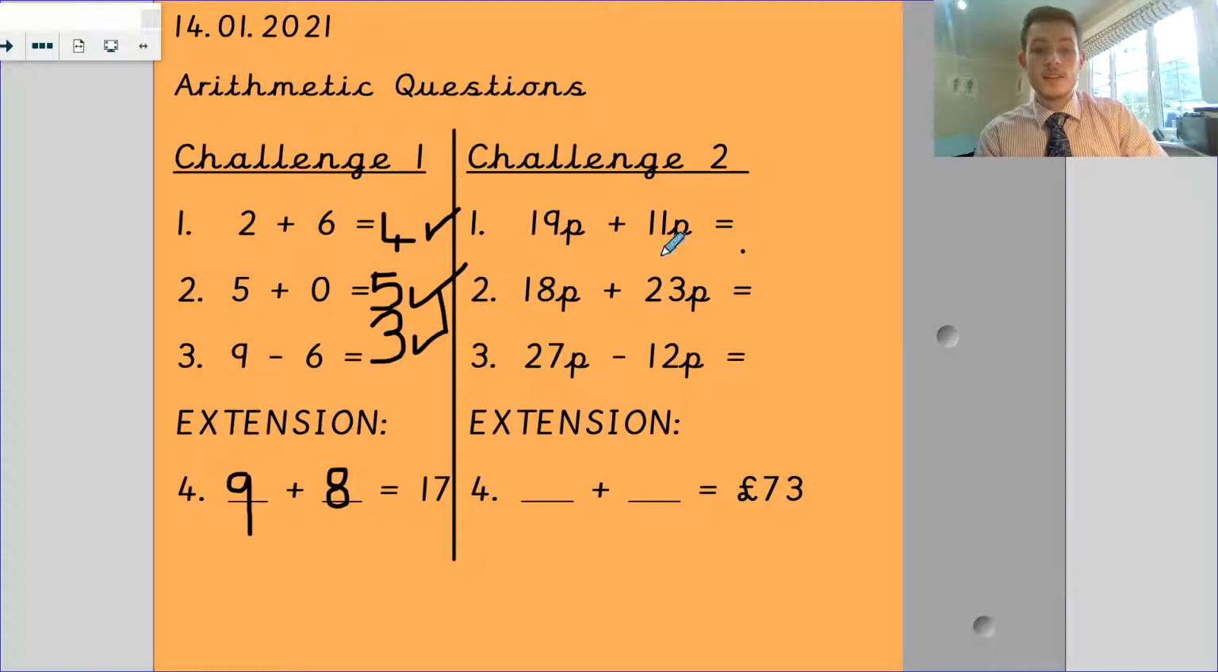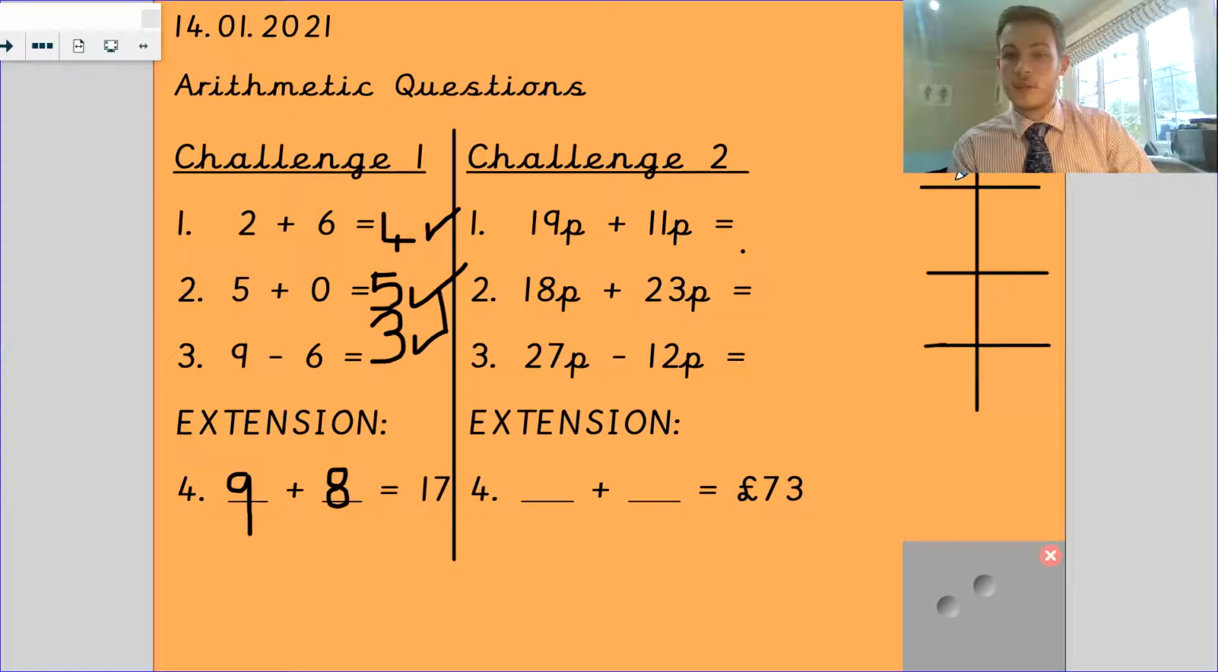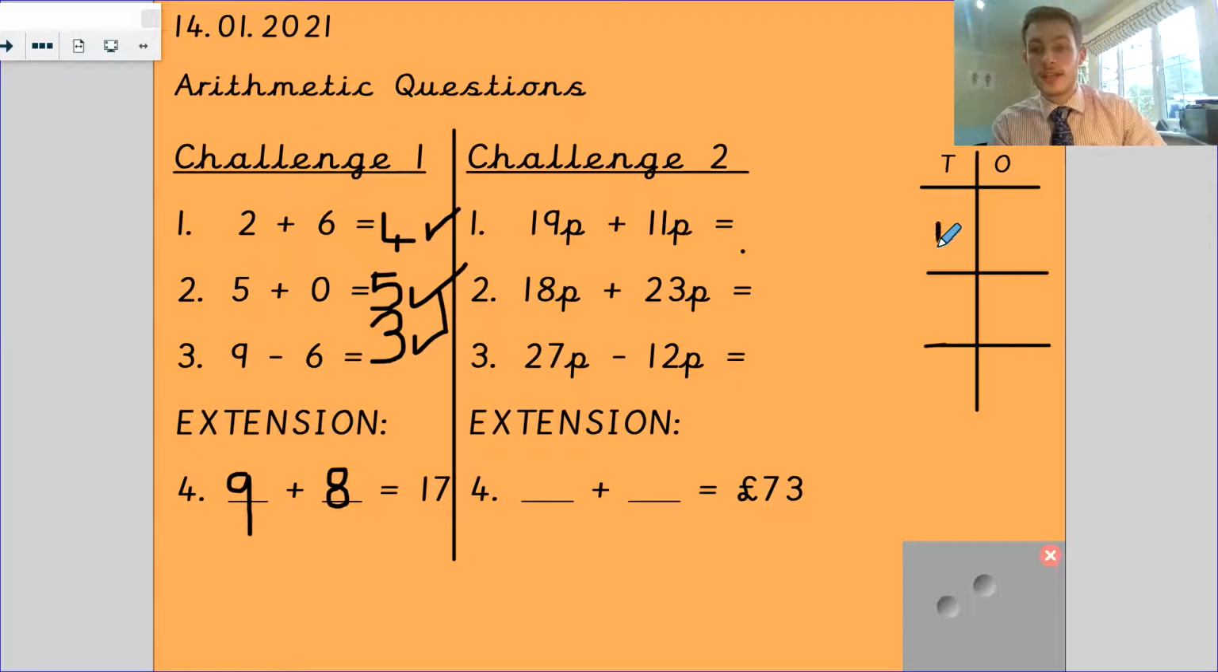So 19 add 11. Again, you could use your ruler for this. You could start on 19, you could add 11, or you could do the other option, which is if I just move this down and I move myself across. There we go. You could put your 19 in here. So 1, 9, 1, and 1. So 19 add 11. So 9 add 1 is going to be 10.